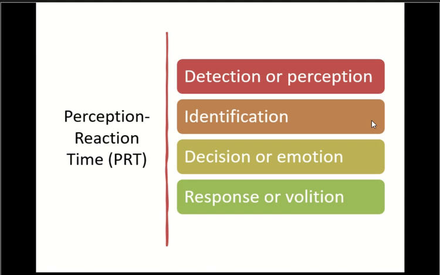Identification. Is he moving or stopped? If he is moving, how far is he from the road? Or is he already on the road? Okay? Decision or emotion. What should I do now? Stop, if I like that guy. Got it? Okay.